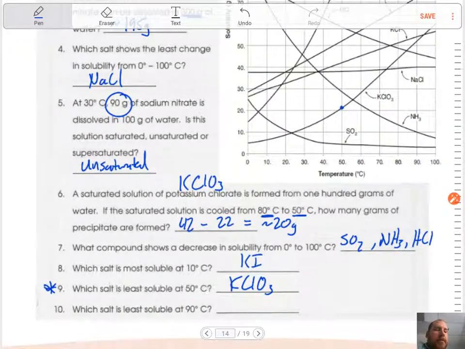And it would not surprise me if they ask you a question like this on the Regents to test to see, do you know what salt means? And then which is least soluble at 90? That is going to be, again, salt. So it's not SO2, it's not NH3 because those are not ionic compounds, NaCl.